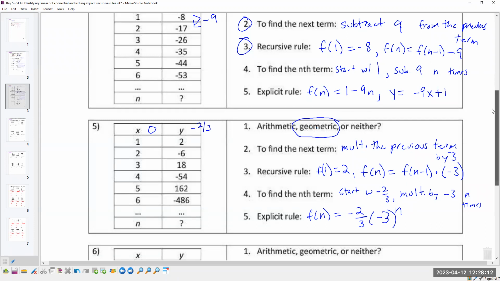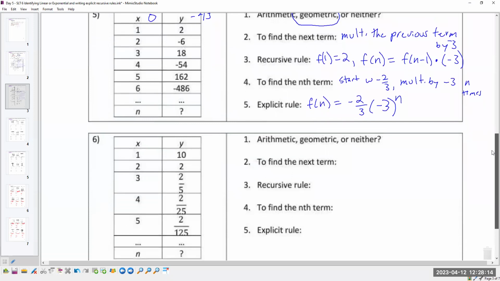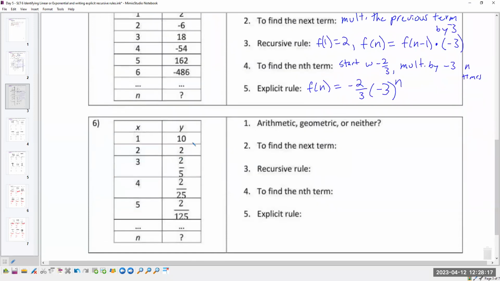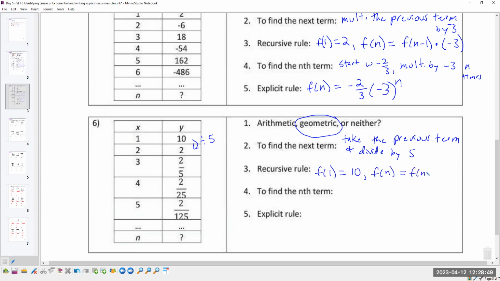Okay, hopefully you've paused the video and you've done all of number 6, and you realize that number 6 has a division pattern. What we're doing here is we are dividing by 5. So this is a geometric pattern. To find the next term, take the previous term and divide by 5. Okay, so our recursive rule will start f of 1. We always need a starting value, is 10. To find any term, take the previous term.